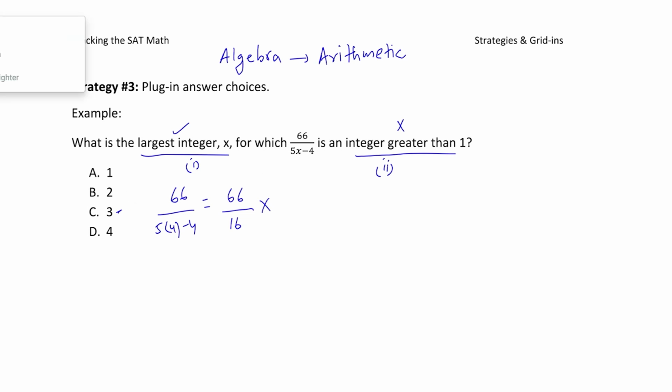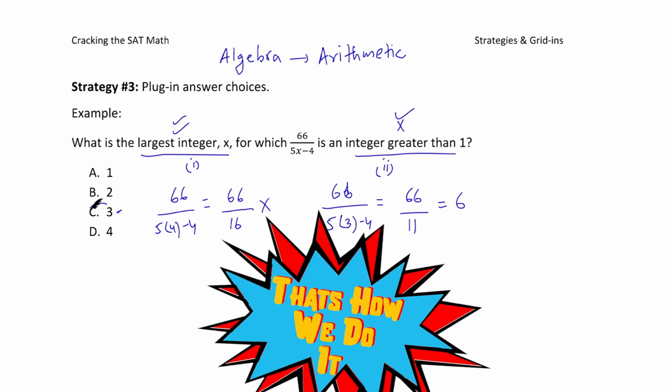So if I choose 3 now, again I've satisfied this condition. Now I have the next largest integer and I have to see whether I get an integer when I put it into this expression or not. Let's try. 66 over 5 into 3 minus 4. What do I get? 66 over 15 minus 4, 11. Yes, I am getting an integer. Both the conditions have been satisfied, hence C, 3, is your answer.